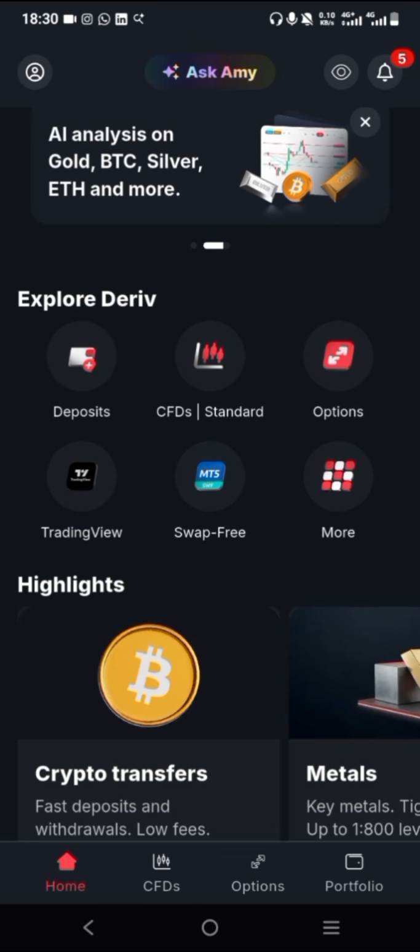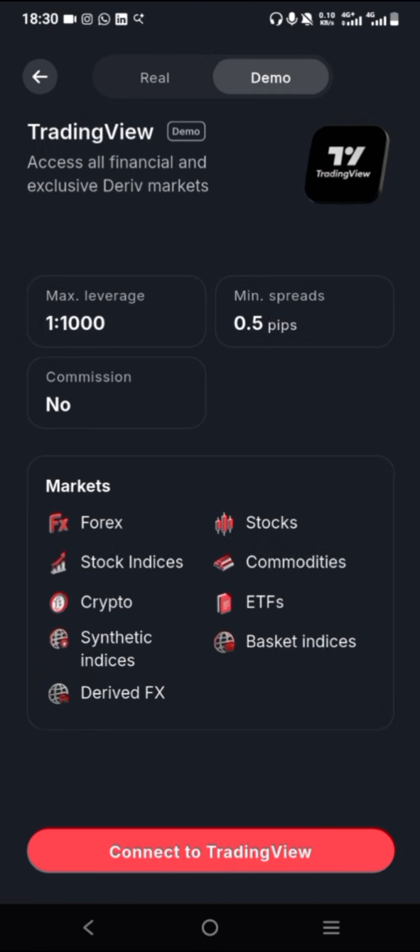This TradingView is where you see your analysis. You understand? Let me type on it. You see your market there. It says access all financial and exclusive Deriv markets, where we have forex, for those in forex, stock indices, if you are good in stock indices, crypto, and synthetic indices. These synthetic indices, I will also talk about more, because Deriv is the only broker that provides synthetic indices, which is very, very important and will make you financially strong and financially skilled through your trading journey. We also have Deriv FX, stocks, commodities, ETFs, and basket indices.